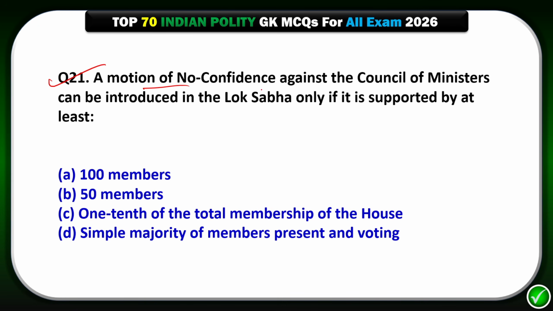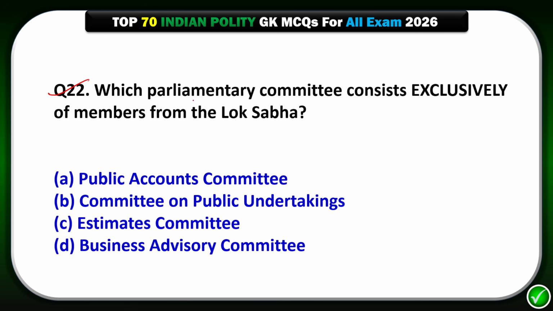21. A motion of no confidence against the Council of Ministers can be introduced in the Lok Sabha only if it is supported by at least? Option number B. 50 members. 22. Which parliamentary committee consists exclusively of members from the Lok Sabha? Option number C. Estimates committees.